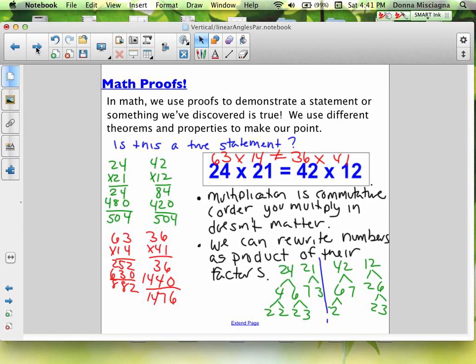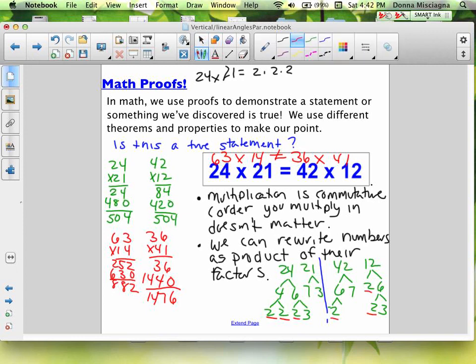All right, so we have the two pairs there, right? The 24 and 21 and the 42 and 12. So notice here I've got a 2, a 2, and a 2. I've got 2 times 2 times 2. I'll write that up somewhere, up here I guess. So 24 times 21 is 2 times 2 times 2. And look at that. We have 1, 2, 3 2's there too.